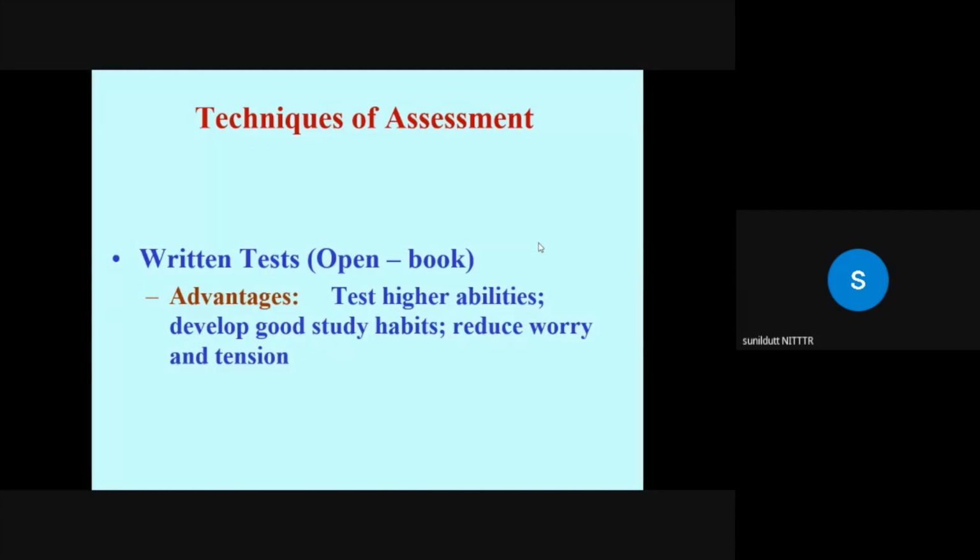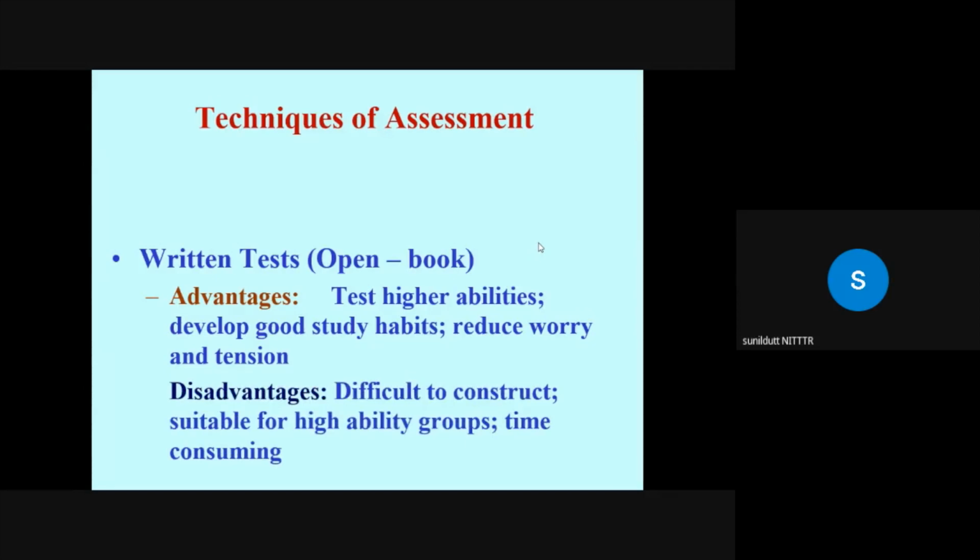So these promote learning, reduce worry and tension about the examination, and reduce cheating. Learners are encouraged to review learning material rather than to memorize factual material. But the questions are very difficult to construct. क्वेश्चन ऐसा नहीं है कि आप किसी पर्टिकुलर एक बुक से ही देखकर, जब तक उसको फंडामेंटल्स क्लियर नहीं है, the student will not be able to answer the question. So there is difficulty on the part of the teacher, and such type of questions are suitable only for final year students, higher ability groups, और time consuming है ये थोड़ा सा process.